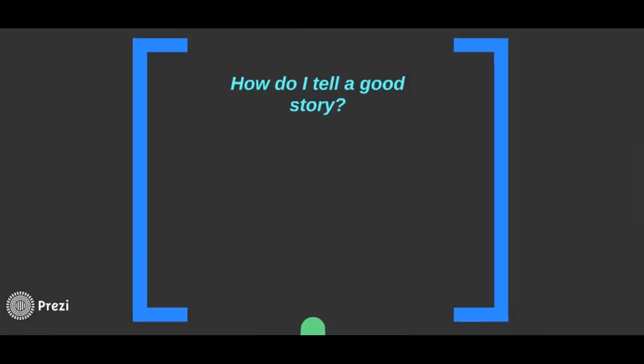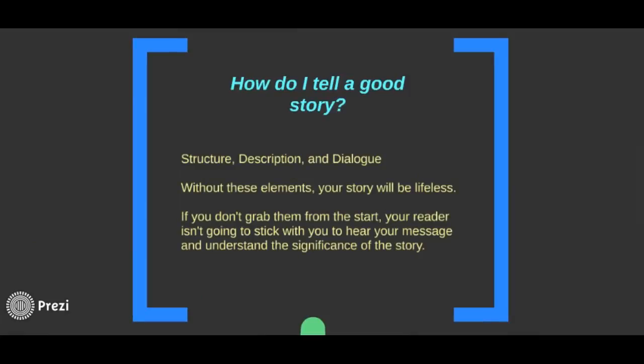So, how do I tell a good story? Through structure, description, and dialogue. Without these elements, your story will be lifeless. If you don't grab them from the start, you're going to lose your reader. You need your reader to stick with you to hear your message and understand the significance of the story.